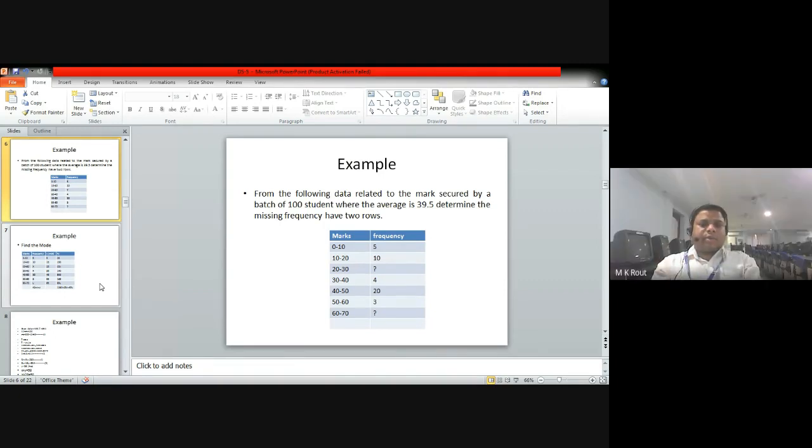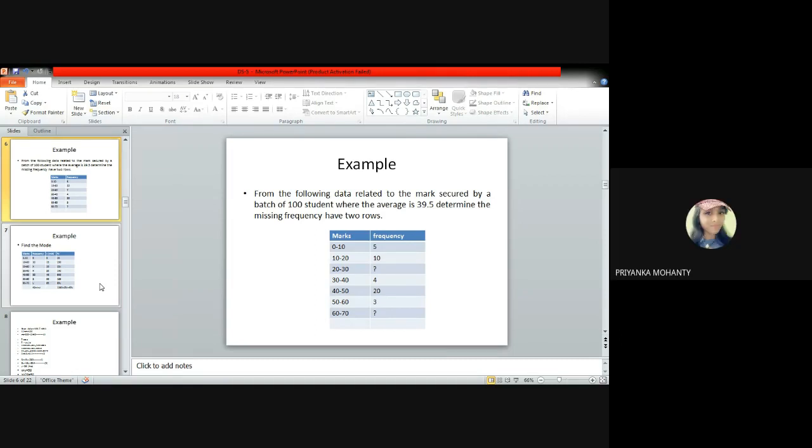You are calculating the frequency, that is correct. That is 42 plus x plus y, that is correct. But in case of x, x is given in a certain range, that is 0 to 10, then 10 to 20, 20 to 30 respectively. In this regard, you have to calculate the mid value. That is 0 plus 10 divided by 2, that equals 5. Similarly, 10 plus 20 divided by 2 is 15.